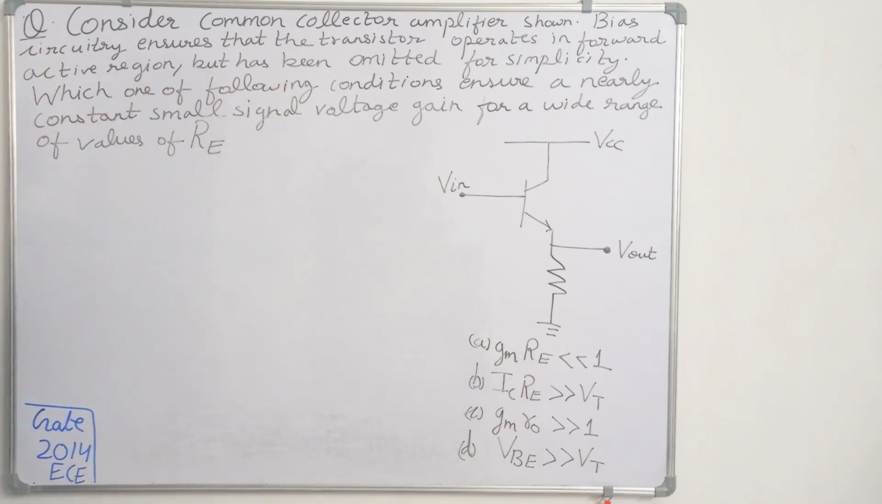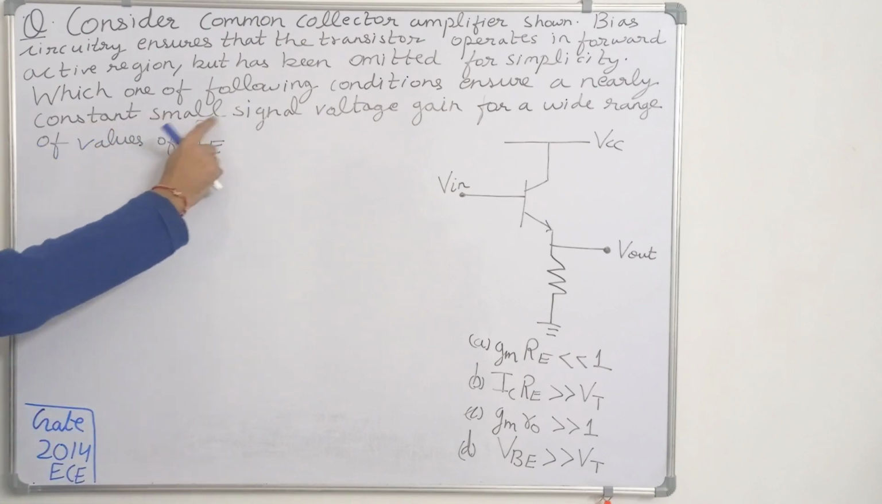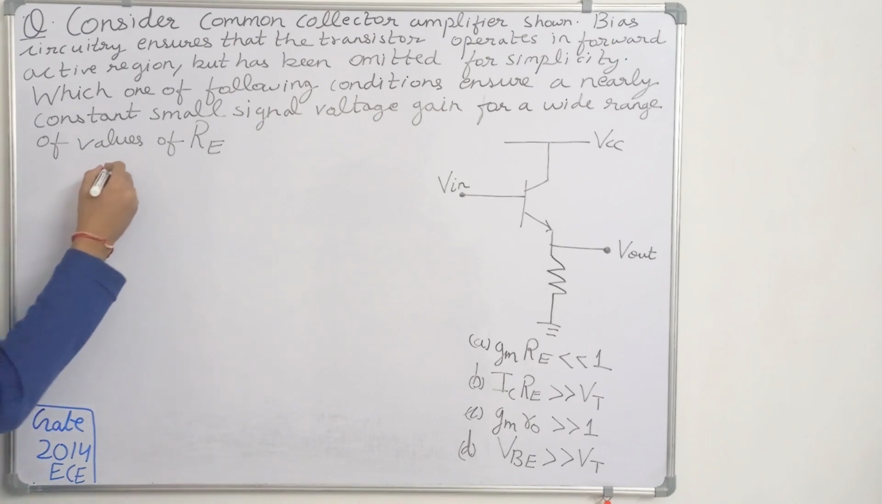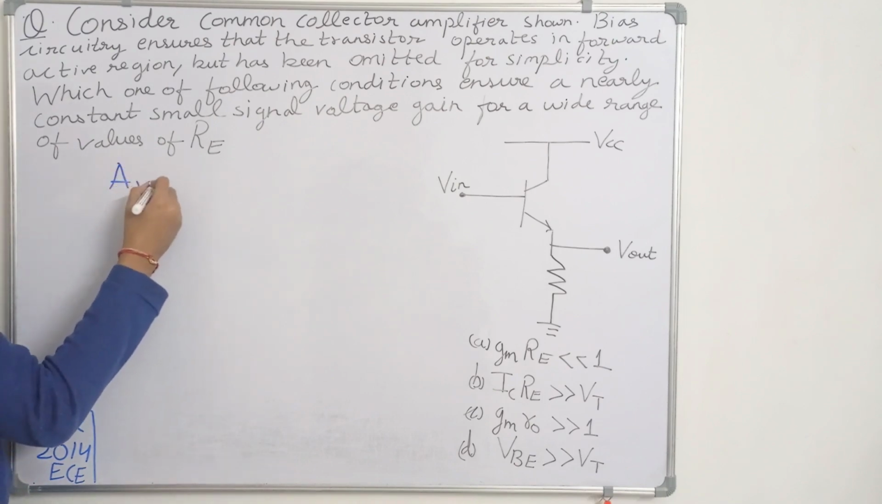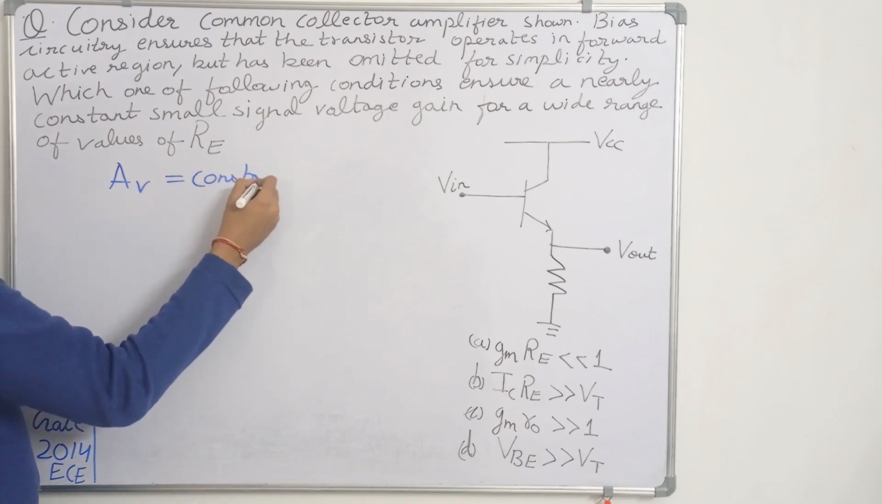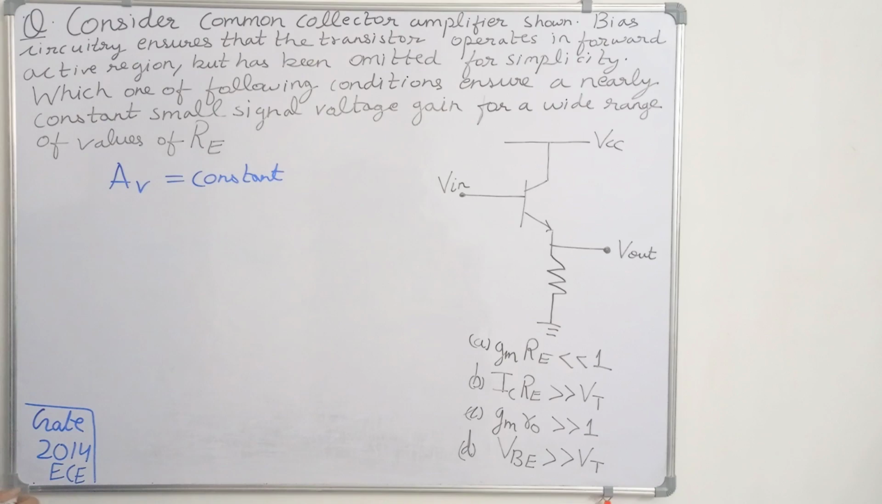We have to find which one of the following conditions ensures a nearly constant small signal voltage gain. So what we have to ensure is that the voltage gain is constant. AV is constant. The voltage gain must be constant.